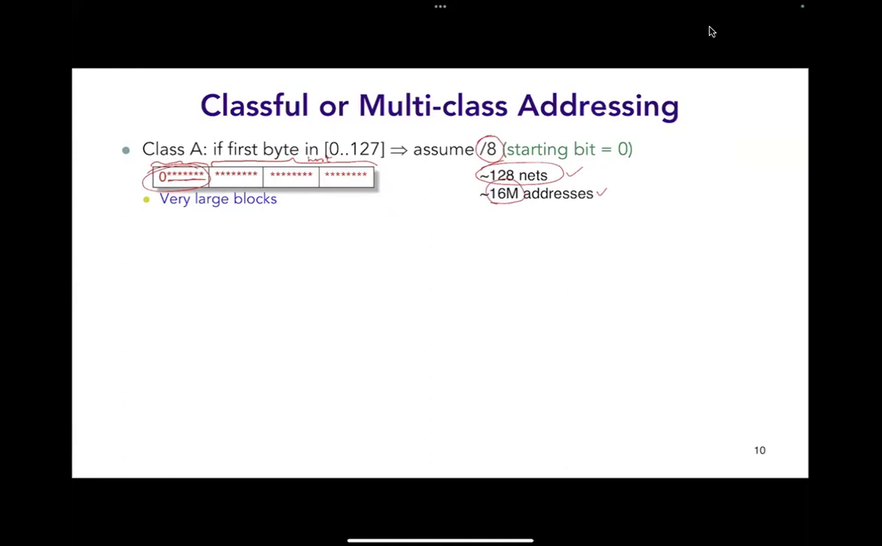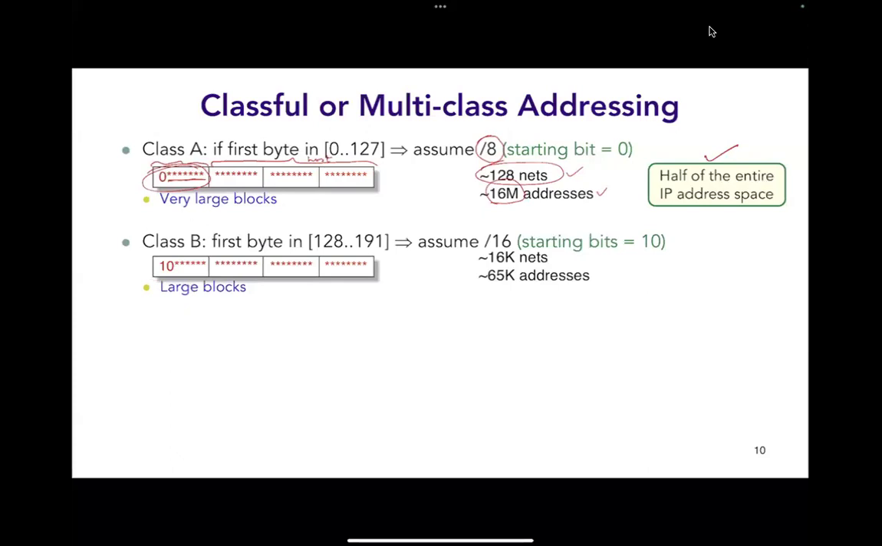MIT used to have one class A IP address, I'm not sure if they still have it. IBM used to have a class A IP address. Stanford used to have a class A IP address, but Stanford gave it up. Now they have class B IP addresses. Well, the classes are gone anyway, but the address allocation has been with class A and class B from the early days. So half of the entire IP address space is consumed by class A IP addresses.